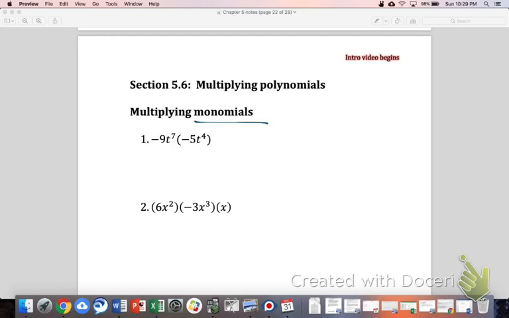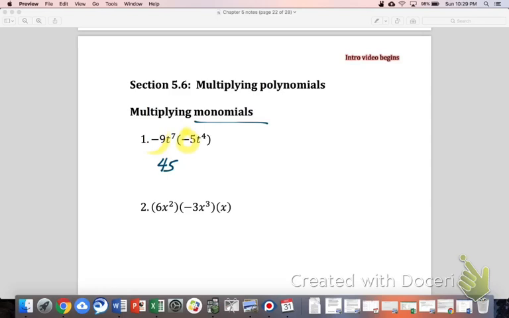You can see we have a mix of constants and variables here, and I want to point out that negative 9 and negative 5 are both bases, right? They're both bases, they're not exponents. And so when you're just multiplying two numerical bases together, you just multiply them as we've always done. So I'm going to do that first. Negative 9 times negative 5 is positive 45. That's going to be the first part of my product.